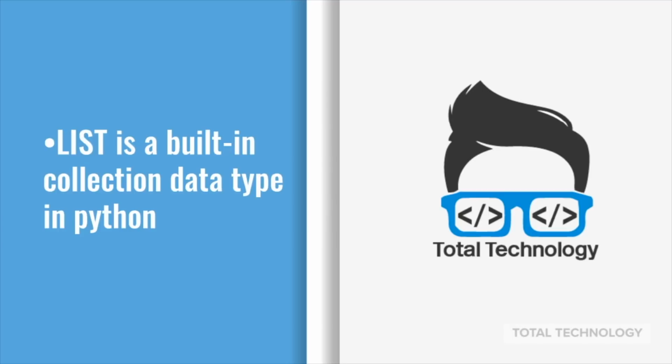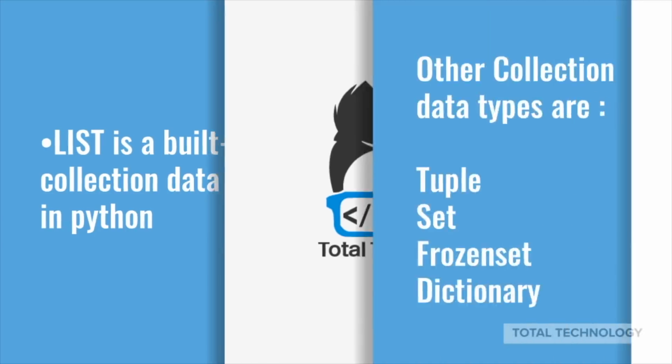But what is a collection? Collection means it is a combination of multiple elements. It could be anything, for example, a collection of integers, collection of characters, collection of strings, collection of floats, whatever you can call it. So list is a collection data type that is built in or available by default in Python.